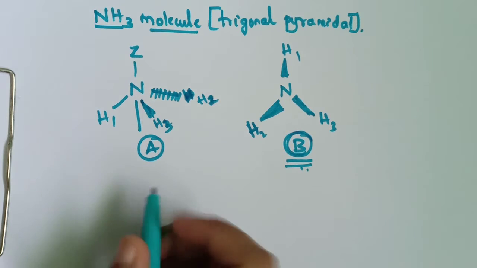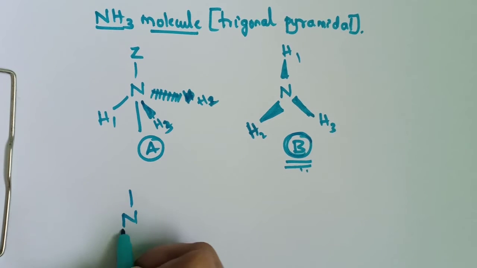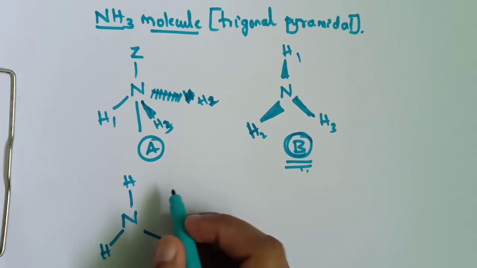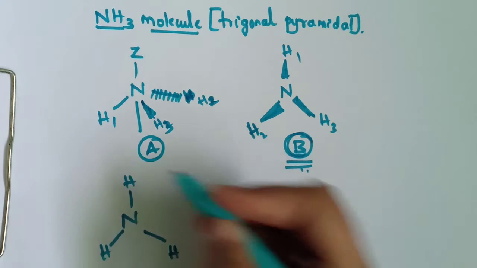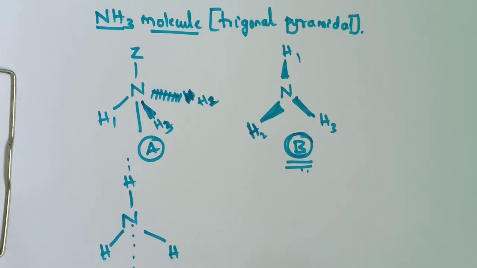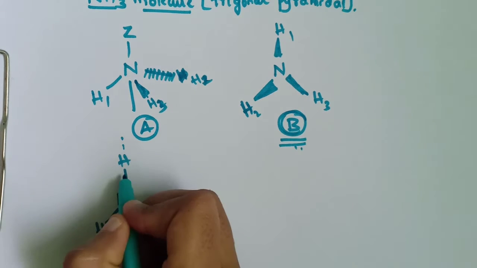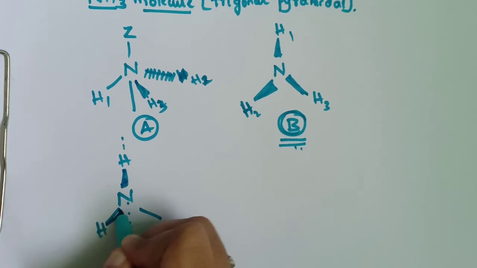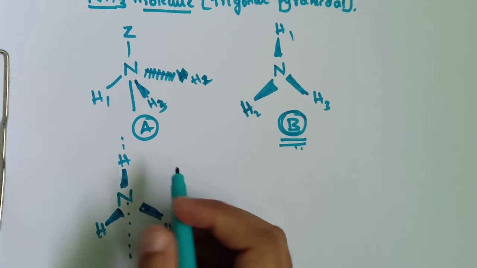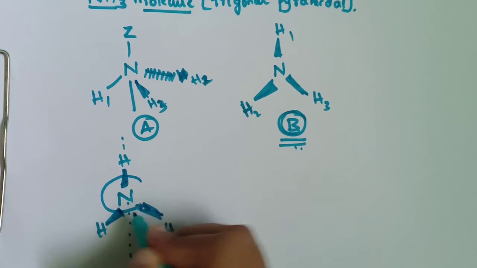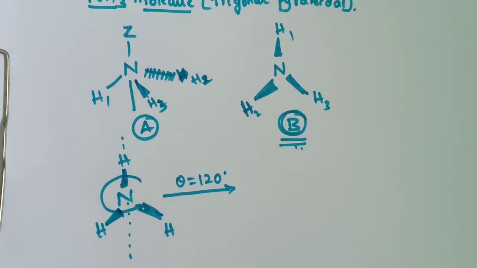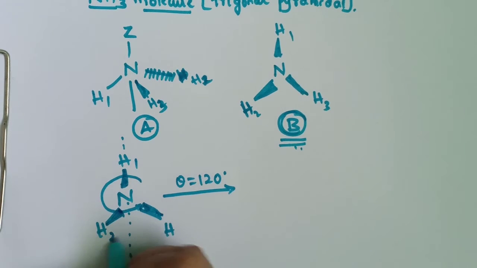See here, it is N. I will represent it like this. Here is the axis which cuts the molecule into two equal halves. Here we have passed the imaginary axis. Now we should rotate the molecule. See here, rotating the molecule, say theta is equal to 180 degrees. So we can label it as H1, H2 and H3.